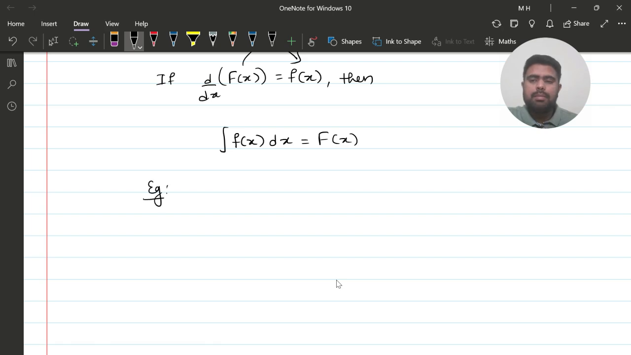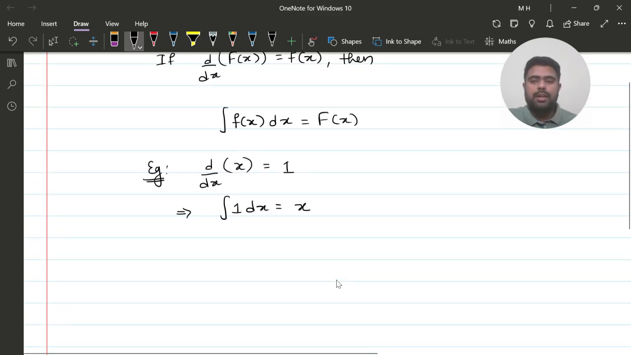The example can be the derivative d by dx of, let's say, x. What is the derivative of x? The derivative of x is 1, right? So this implies, what can I say? The integration of 1 with respect to x is what? X. Integration of 1 with respect to x is x.